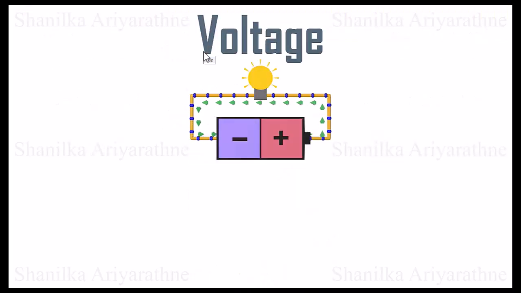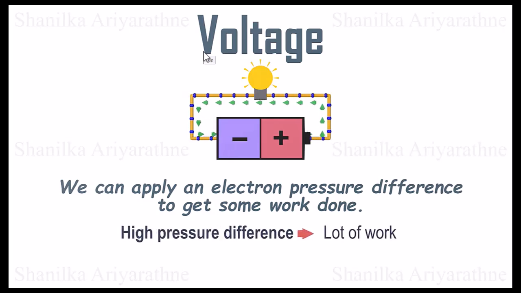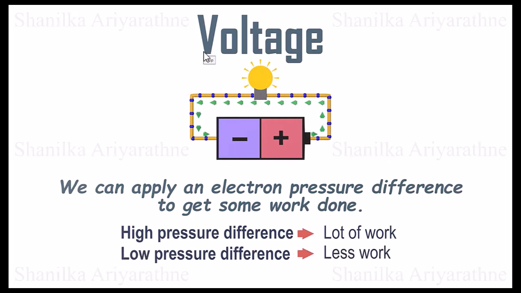Now, how do we define voltage? As we discussed earlier, we can apply an electron pressure difference and let electrons move to a low pressure area, making them do some work along the way. If the potential difference is large, electrons move strongly from high pressure to low pressure, allowing us to do a lot of work. If the potential difference is small, electrons are less likely to move, so they can only do a small amount of work. Thus, the amount of work that electron movement can produce is a measurement of its potential difference.